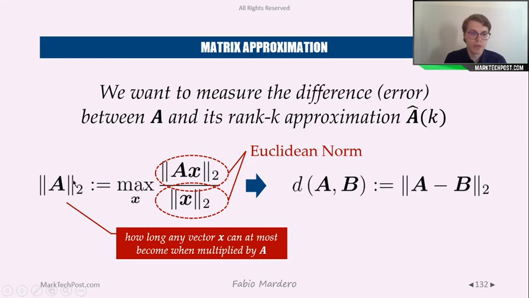So here we define the norm of a matrix as the maximum value that this fraction takes, and this fraction is computed as the norm of A times x divided by the norm of x. So the norm of A determines how long any vector x can at most become when multiplied by A. Given the norm, we can compute the distance between two matrices.